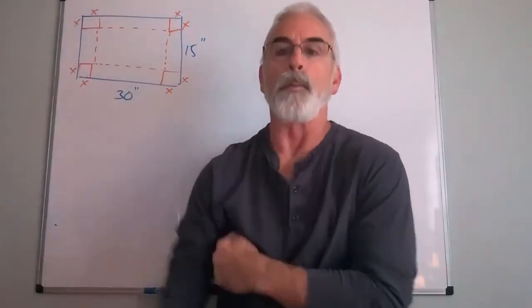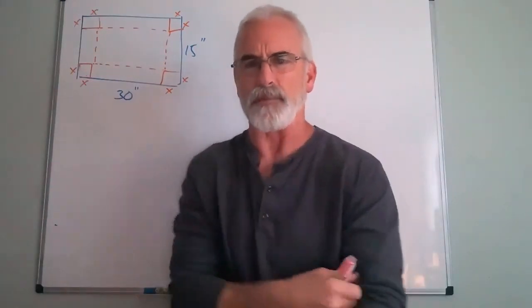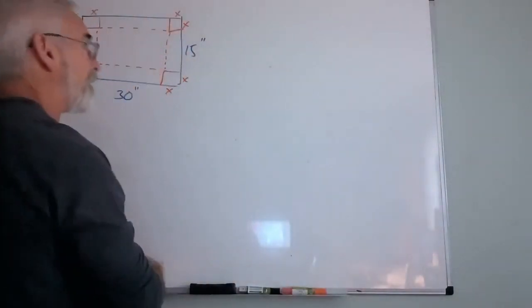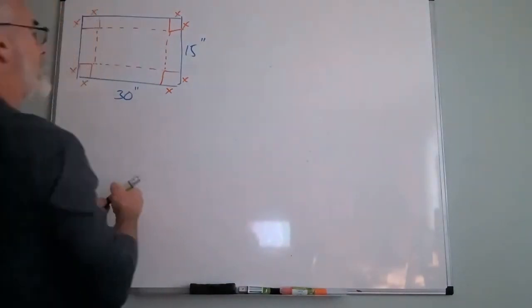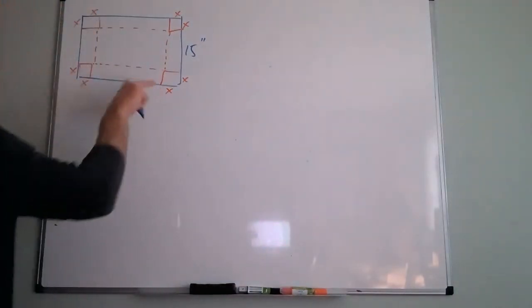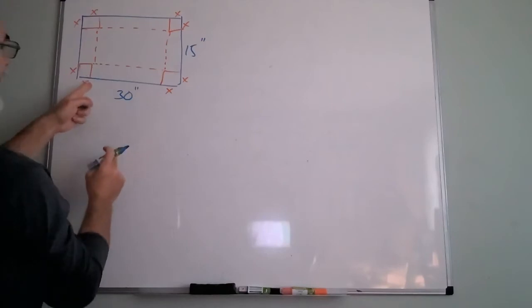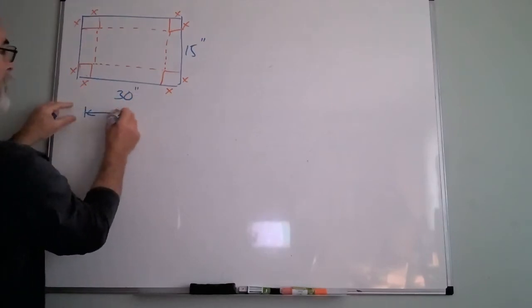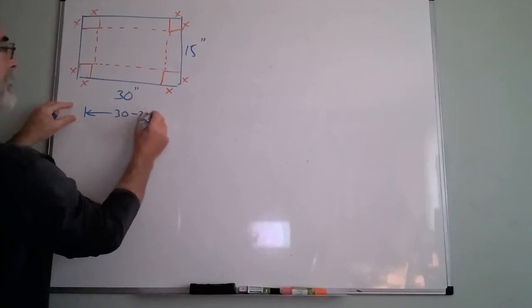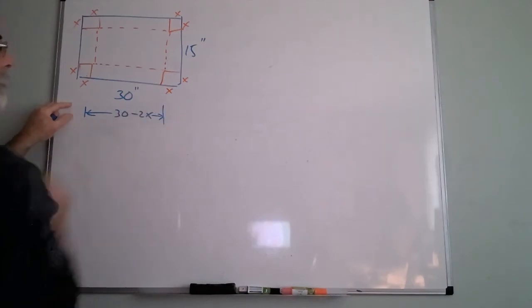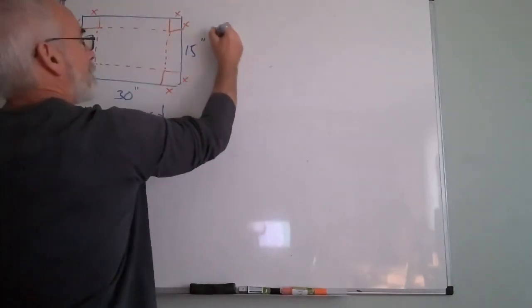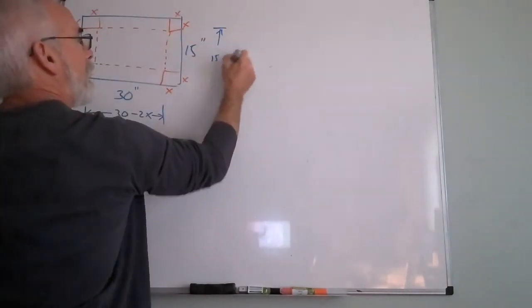And the reason it's an open box is because I would need another piece of paper if I was going to make it a closed box. That really doesn't, and the closed doesn't affect the volume. So what are going to be the dimensions of this new box? Well, if I'm cutting away X at each end, then won't this be 30 minus 2X? Everybody see that? And same thing here, if I'm cutting X at each end, then this should be 15 minus 2X.